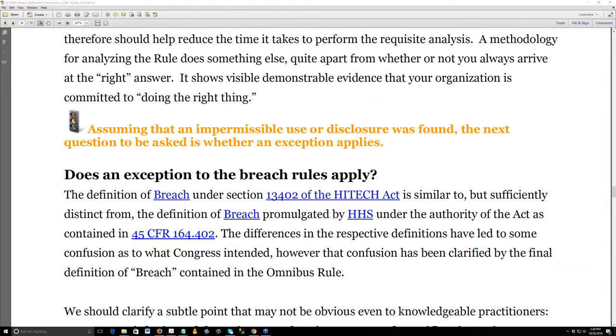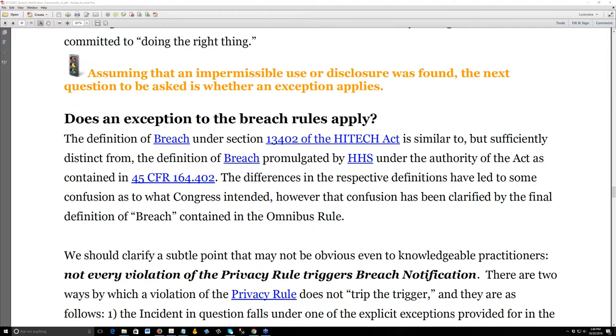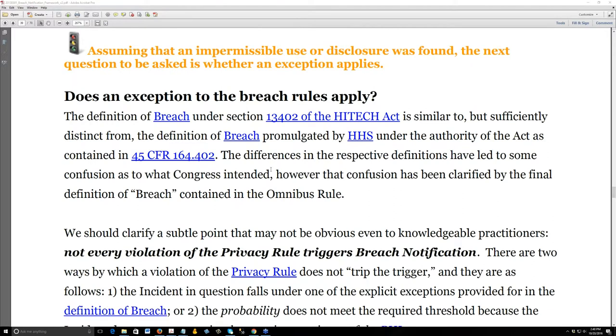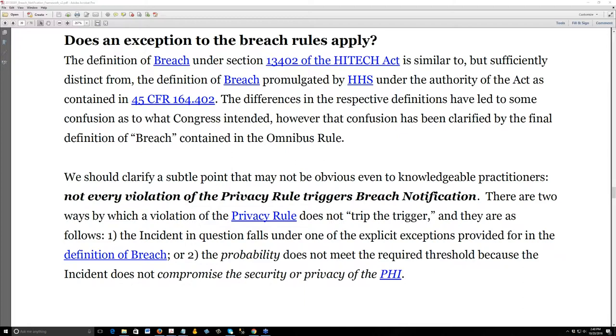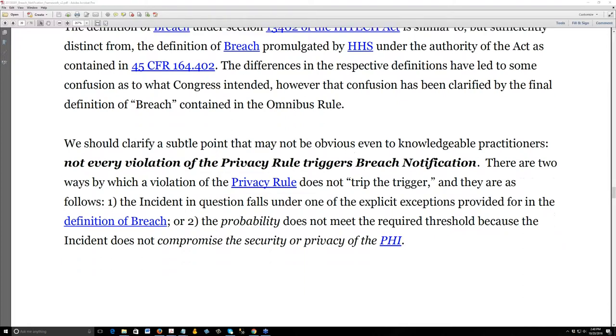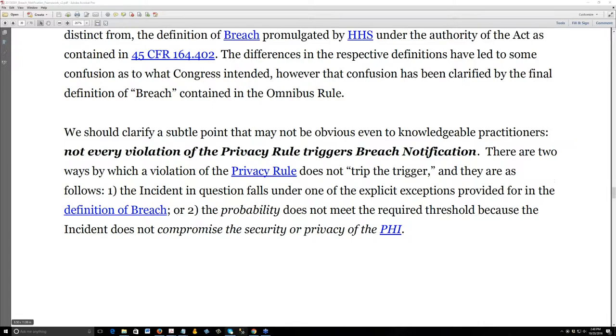But now the second part of the analytical framework is, does an exception apply? That's just the definition of breach contains three exceptions, okay? And what you do here in this part of the analytical framework is you say, okay, does my fact pattern match one of these exceptions? If it matches one of these exceptions, then it's no breach by definition, okay? It's just no breach. Now, the hard part is, right, how closely, how rigorous was your analysis of your fact pattern, the stuff that happened, to the exceptions, okay?